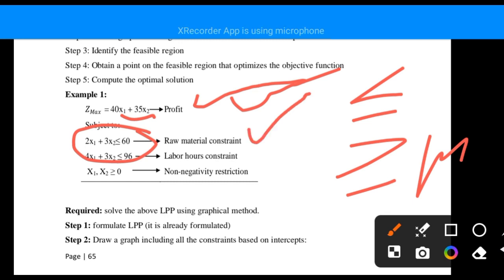This is the raw material constraint. 4x1 plus 3x2 less than or equal to 96. Labor hours constraint. x1 and x2 are always greater than or equal to 0. Non-negativity restriction. Why? Because product cannot be negative. That's why this is included in the model.